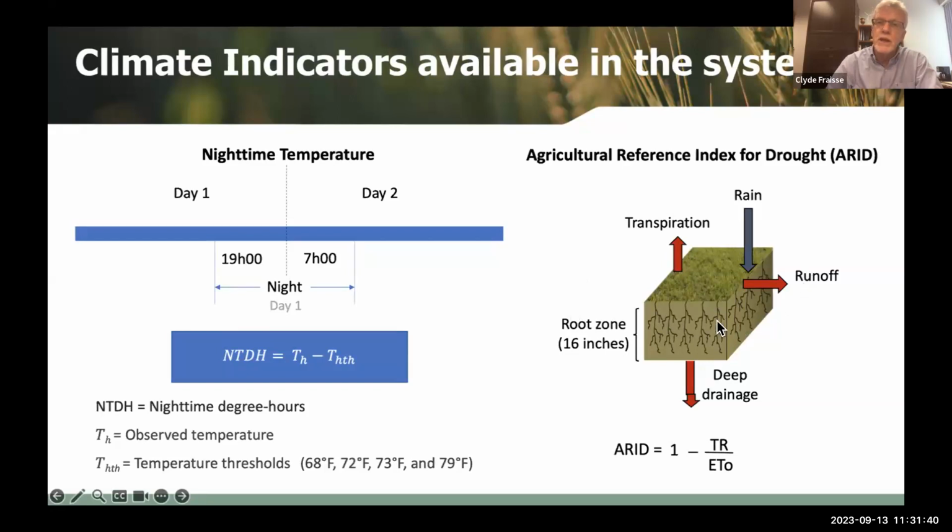And arid is more like a drought index. It's a soil water balance. We do that for the entire country, and it varies from 0 to 1. When there is a value of 1, it means that there is no evapotranspiration, so it's a high stress situation. It's a simulation that's done for a grass crop using a root zone of 16 inches or 40 centimeters.